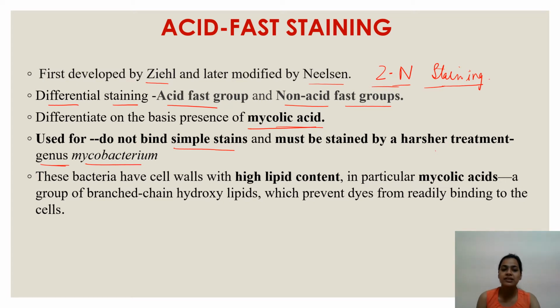These bacteria have a higher lipid content in their cell wall, particularly a high amount of mycolic acid, which is a group of branched-chain hydroxy lipids. This mycolic acid prevents the entry of the dyes which would like to bind to the cell. That's why bacteria like Mycobacterium are unable to be stained by simple stains. That's why a harsher treatment, the acid-fast stain, is used to stain these kinds of bacteria.